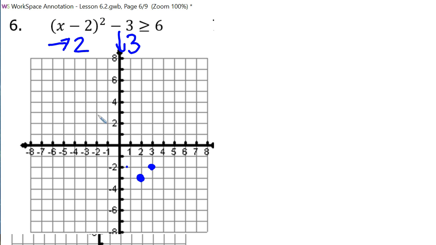When I move over 2, what is 2 squared? 4. So over 2 and up 4. And if I move over 3, what is 3 squared? 9. So over 3 and up 9.